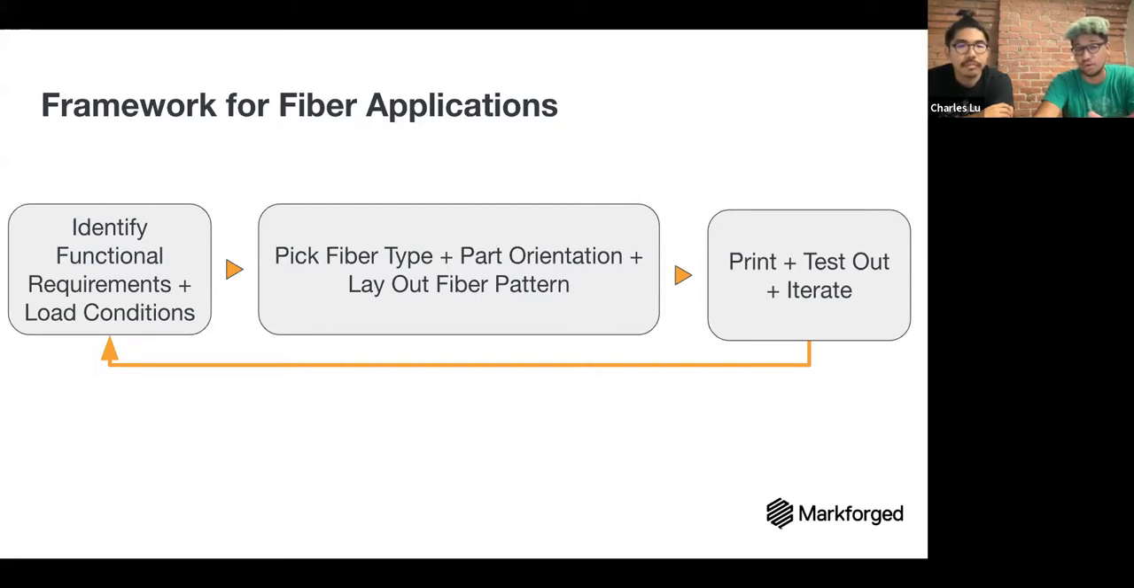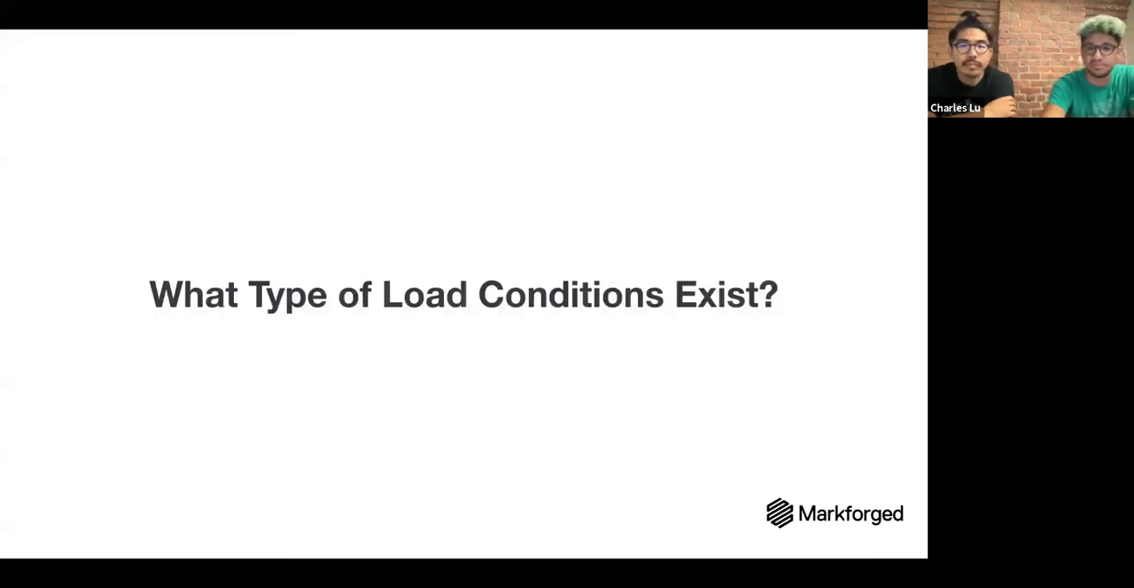The next big thing is part orientation. Part orientation drives quite a lot with your part: the way your fiber is going to be routed, surface finish, your Z strength. And the last thing you need to do when using fiber is figure out how to lay your fiber out. At the end of that, you circle around through this cycle of printing, testing, and iterating, figuring out if the way you set up your part was enough to meet those initial requirements.